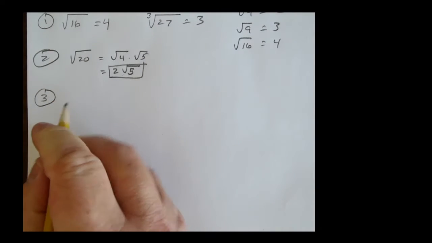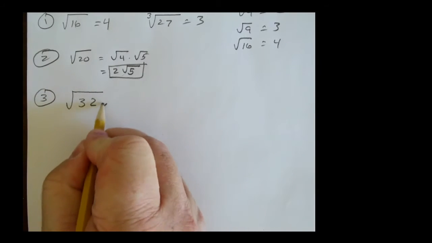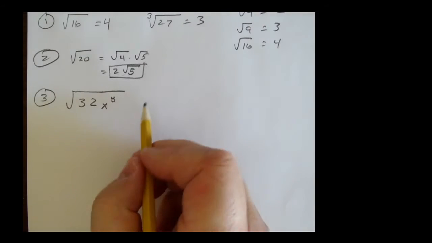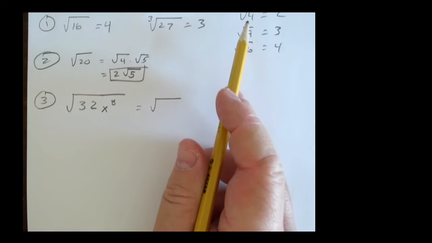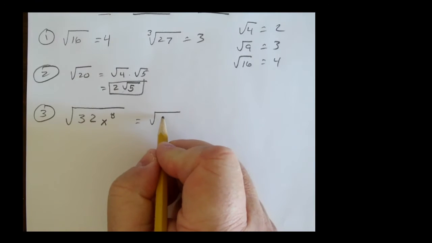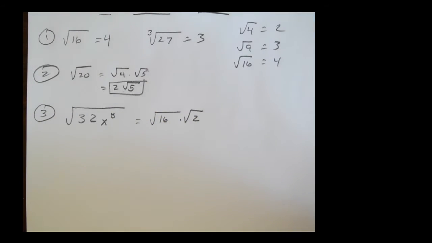Number 3. Square root of 32 x to the 8th. So how do we simplify that? The square root of 32, going back to what we had up here, which of these goes into 32? 16 does. So 32 we've now extended out to be that.